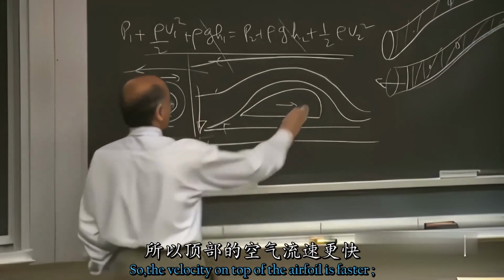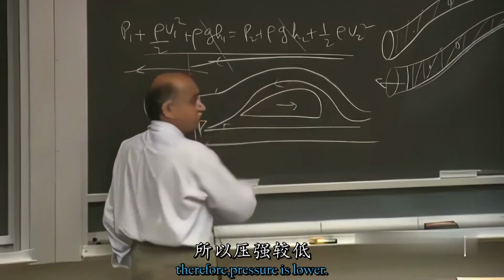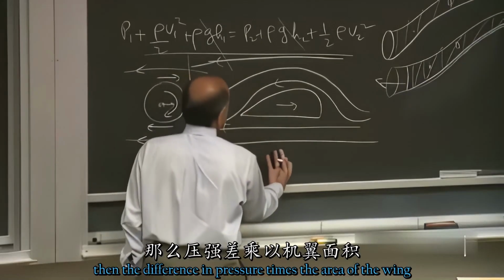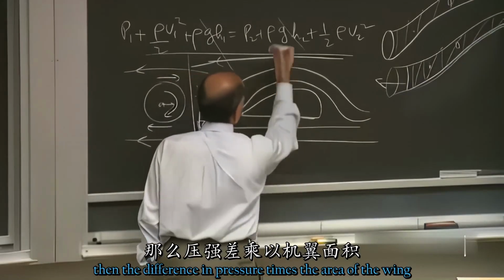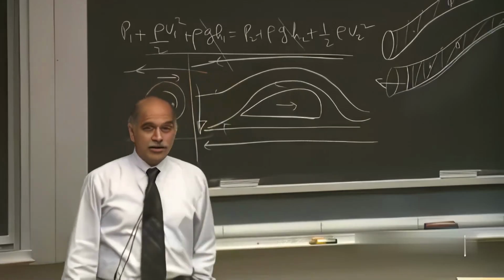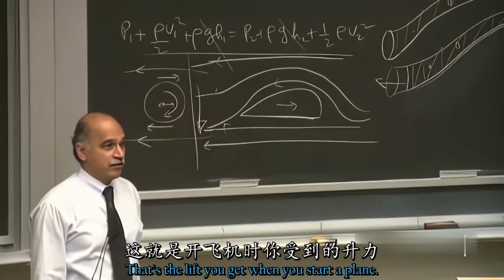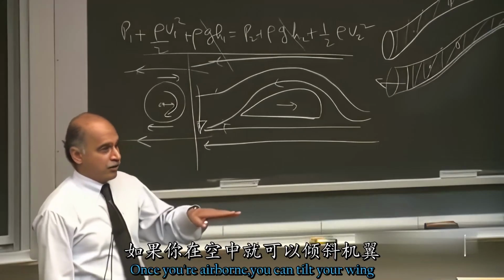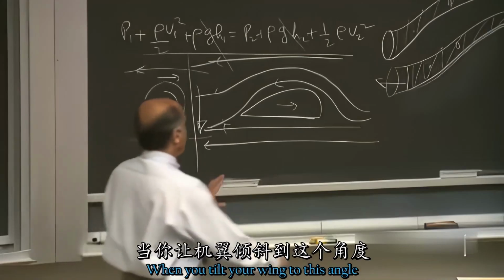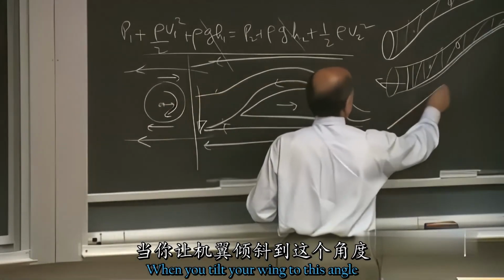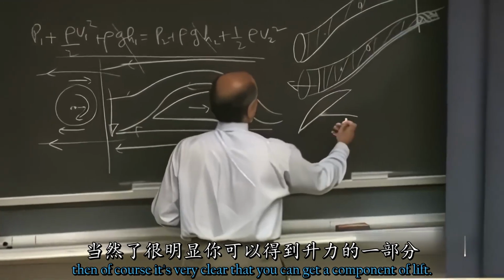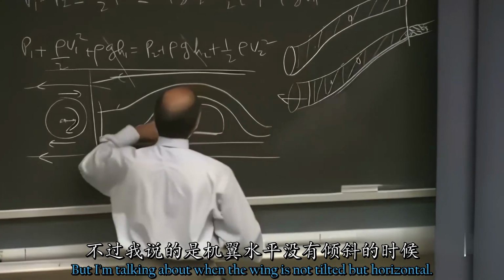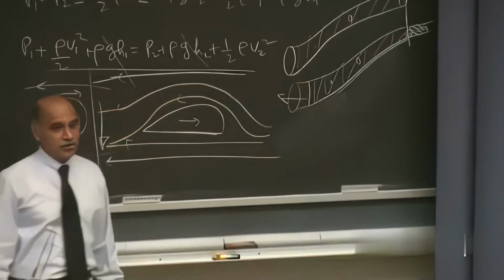So the velocity on top of the airfoil is faster, therefore pressure is lower. Pressure is lower than in the bottom, then the difference in pressure times the area of the wing will push the wing up. That's the lift you get when you start a plane. When you're on the runway, this is why the plane goes up. Once you're airborne, you can tilt your wing. When you tilt your wing to this angle, then of course it's very clear that you can get a component of lift. But I'm talking about when the wing is not tilted but horizontal. That's what gives you the lift.